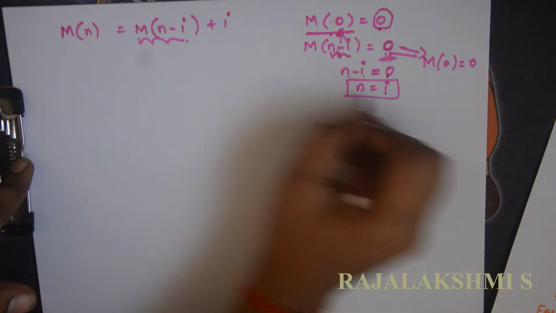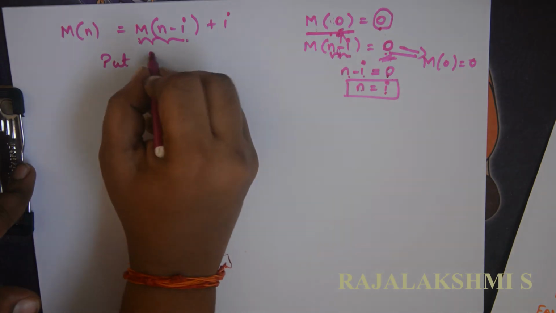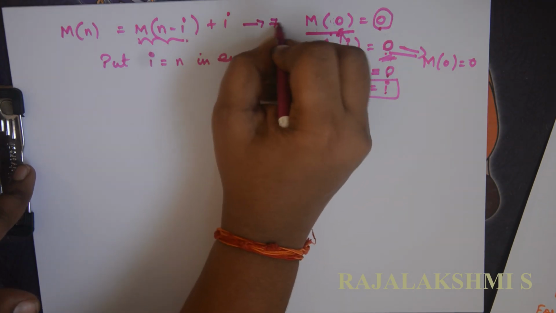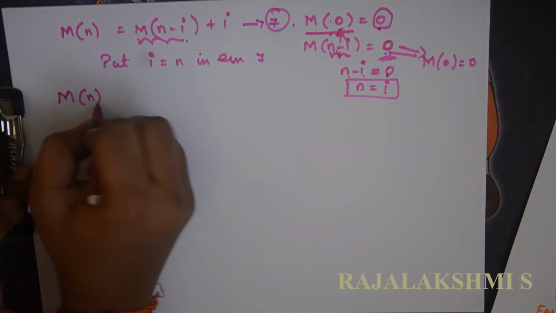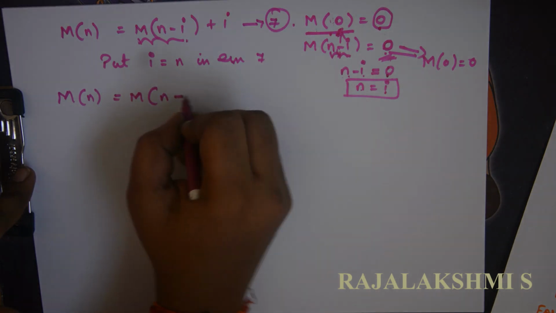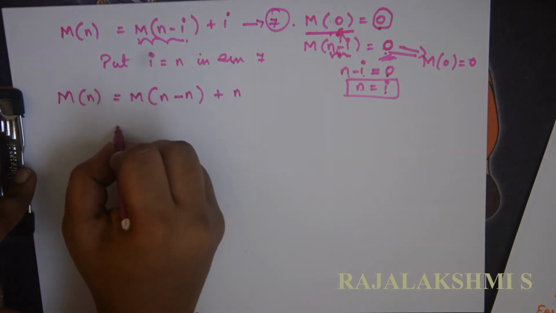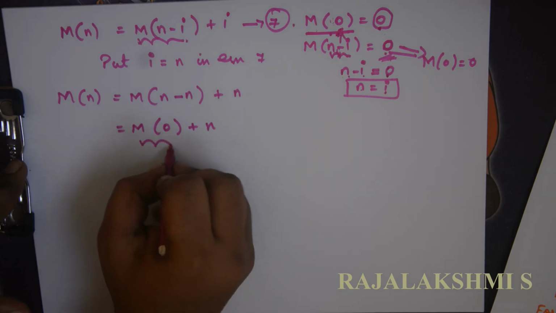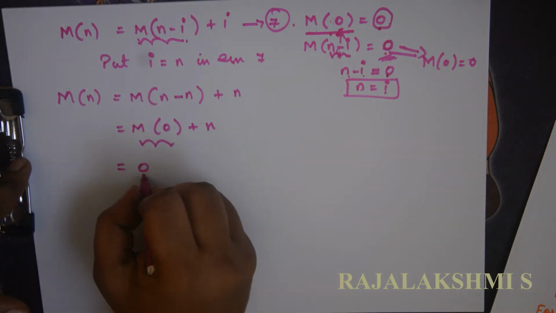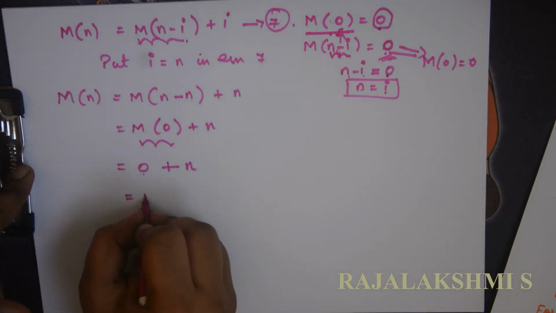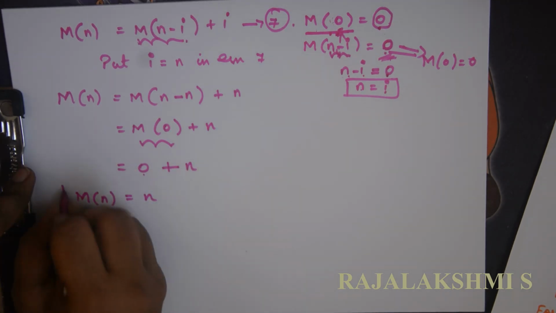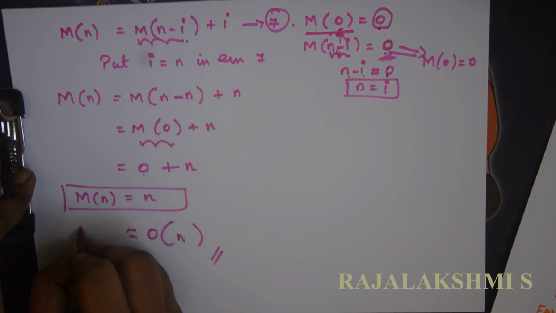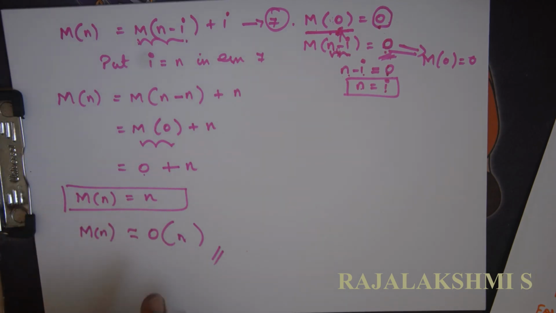So wherever i occurs, now substitute, put i is equal to n in equation 7. So this is actually equation 7. So now m of n is equal to m of n minus n plus i is n. So this will become m of 0 plus n. So what is m of 0? That is 0, which is given in the base case. So this will be 0 plus n, which is n. So m of n is equal to n. So now the time complexity is equal to order of n. So the time complexity for computing factorial of a number is order of n.